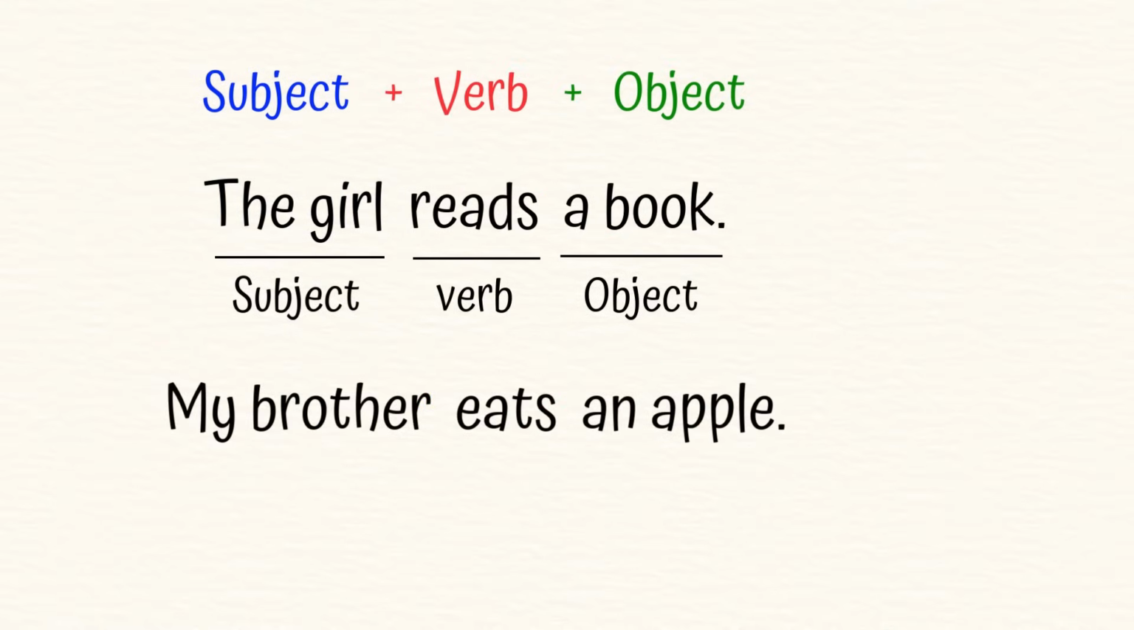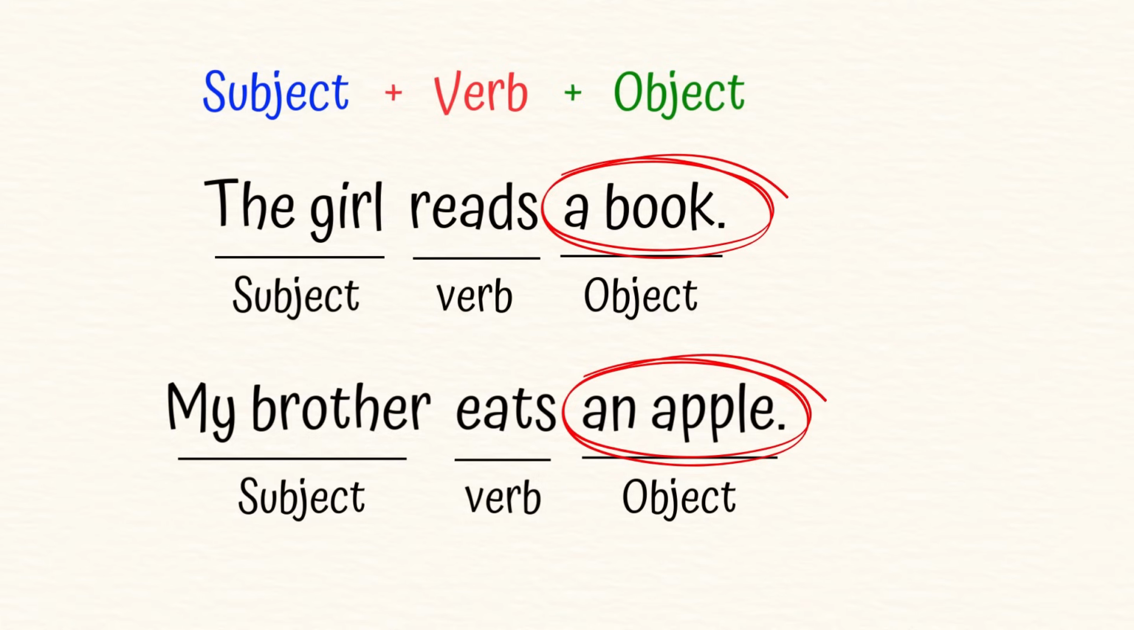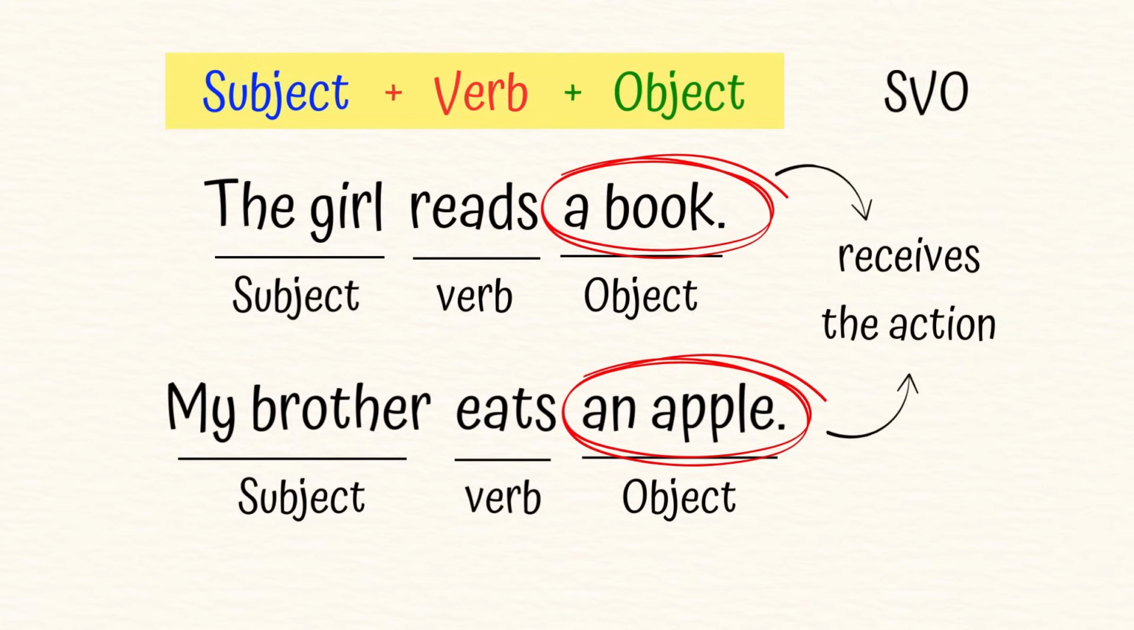My brother eats an apple. My brother, subject, eats, verb, an apple, object. In each case, the noun after the verb is what receives the action. This SVO order is a key rule.